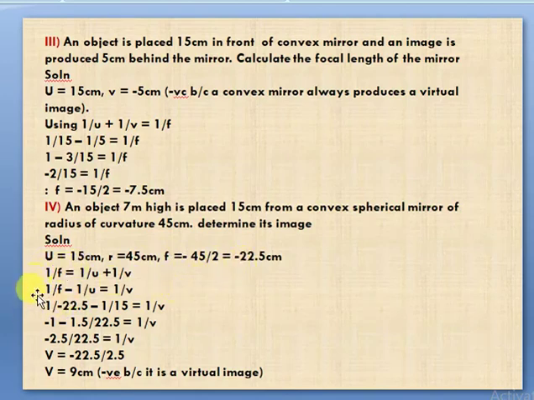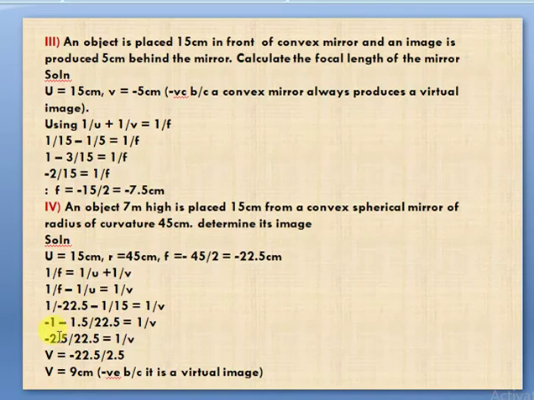We're going to find v. Now 1 over f is equal to 1 over u plus 1 over v. Then we now have 1 over f minus 1 over u will give us 1 over v. Remember, we are determining the image. Now 1 over my f, which is minus 22.5, minus 1 over my u, which is 15, is equal to 1 over v. Now you find your LCM the same way. Now the LCM is 22.5.